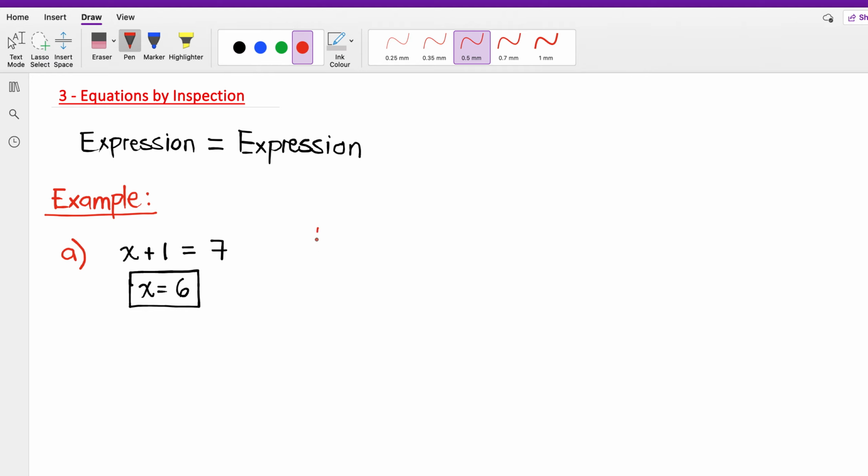Let's do another example here. Now I'm going to have x take away 2 is equal to 9. So a number, when I take away 2, is equal to 9. What is that number? So x is equal to 11.